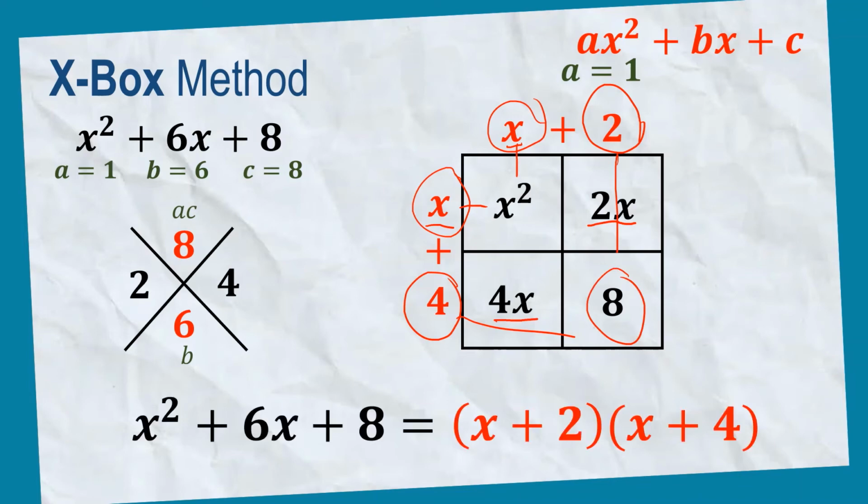So, ang magiging factored form po ni x squared plus 6x plus 8, in this case, kunin lang po natin itong nasa gilid at ang nasa taas ng box. We have x plus 2 times x plus 4.